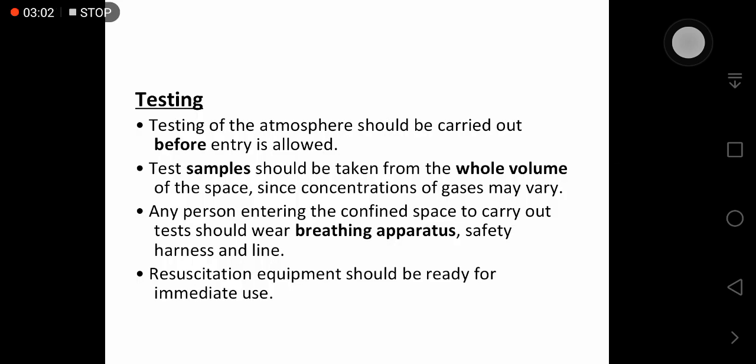Testing of the atmosphere should be carried out before entry is allowed. Test samples should be taken from the whole volume of the space. Since concentration of gas may vary, any person entering the confined space to carry out tests should wear breathing apparatus, safety harness, and lifeline. Resuscitation equipment should be ready for immediate use.